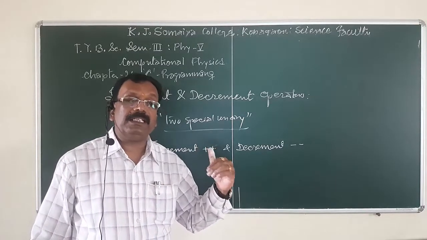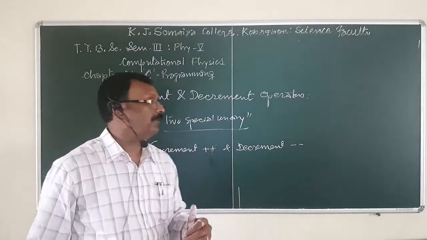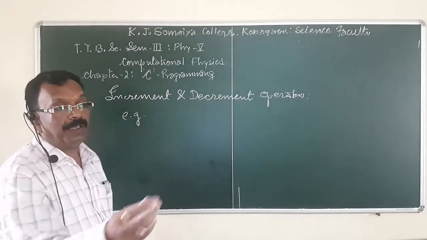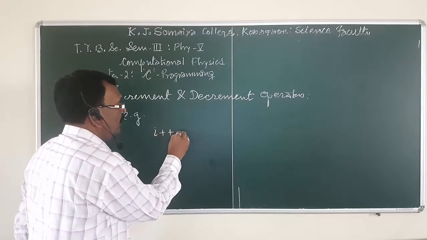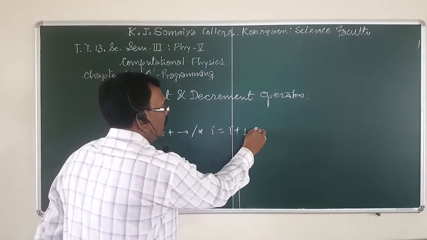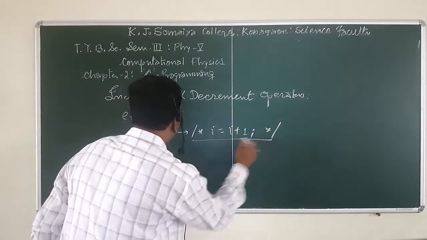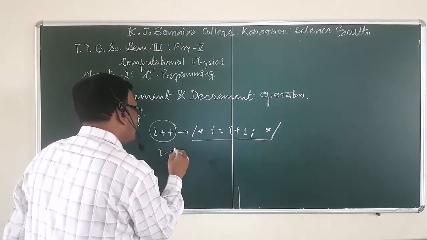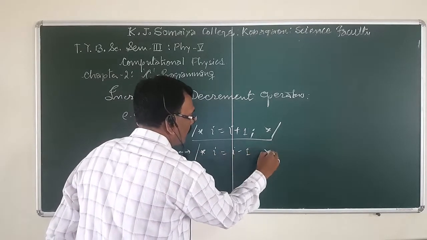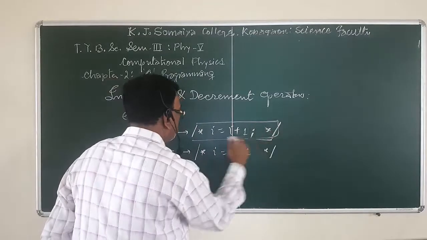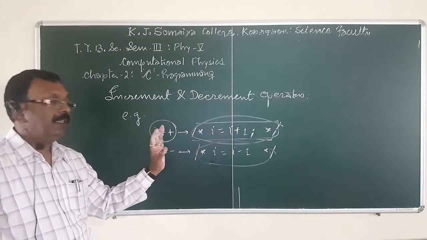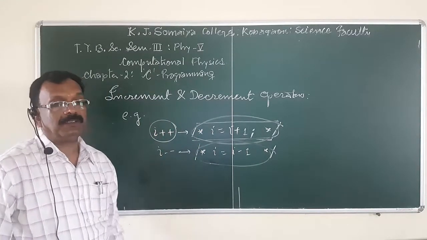And I already told you that these are unary operators. For example, first I plus plus, meaning of this is what? I is equal to I plus 1. Or I minus minus, meaning of this is I is equal to I minus 1. This is a comment. This is also a comment. A comment describes the meaning of these operators.